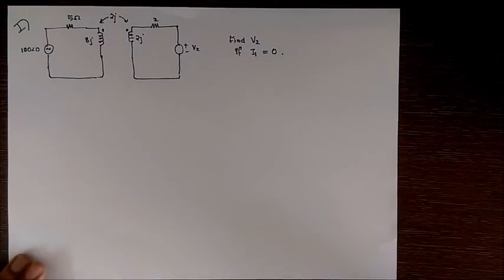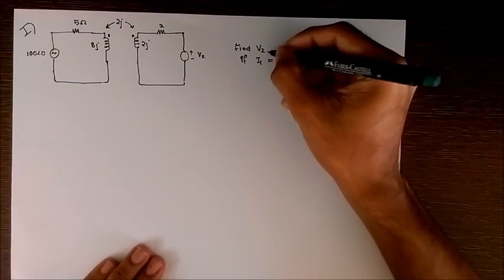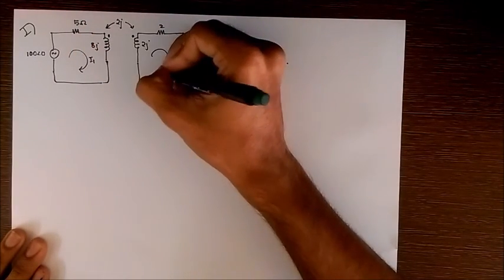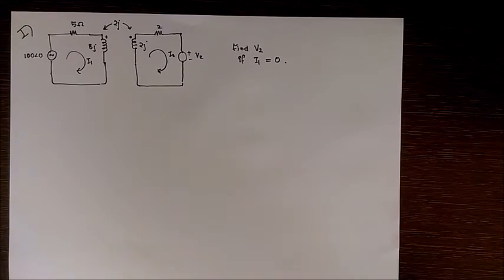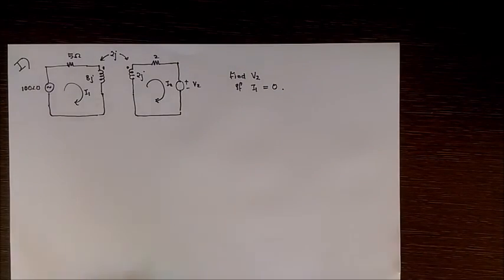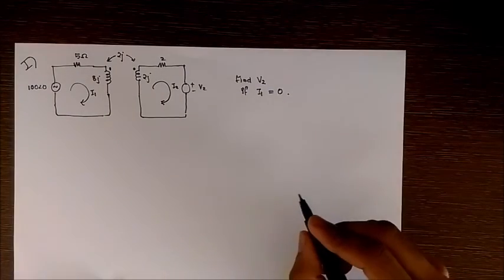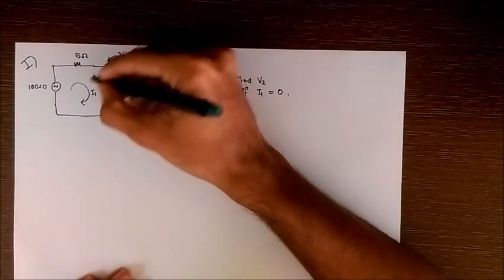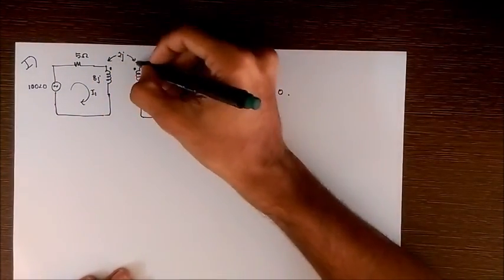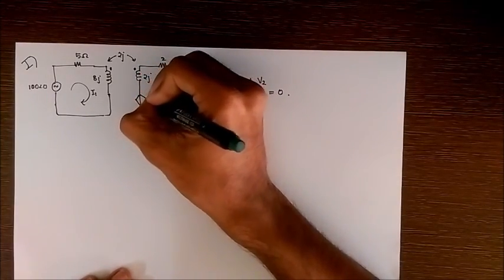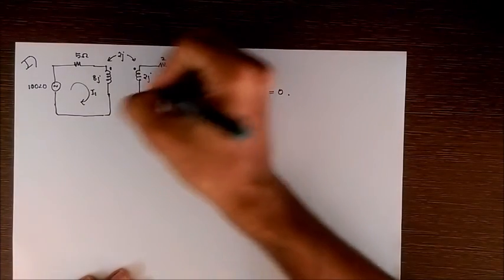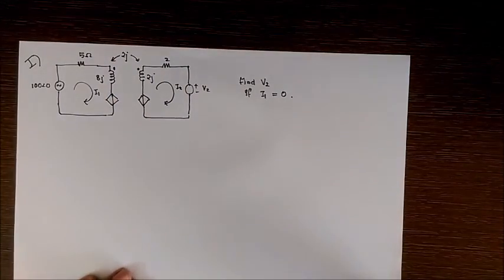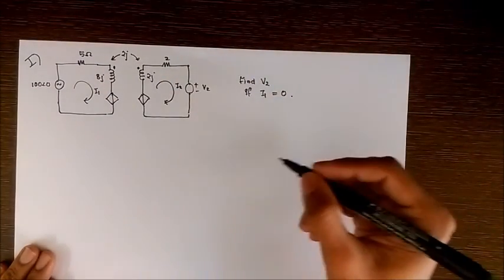Suppose we are provided with a problem circuit like this, and we have to find out V2 if I1 is 0. Here I1 and I2 are the two currents. In any dot convention problem, we would first determine the value and direction of the induced voltages. As I1 is flowing through the first coil and they are mutually coupled, a voltage will be induced in such a fashion. And similarly, as I2 is flowing, due to this current there would be a voltage induced in the first loop. So to mark the direction, we follow dot convention.